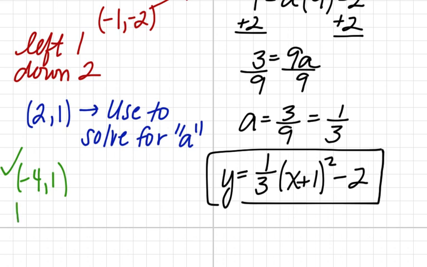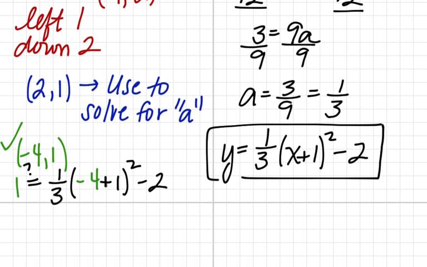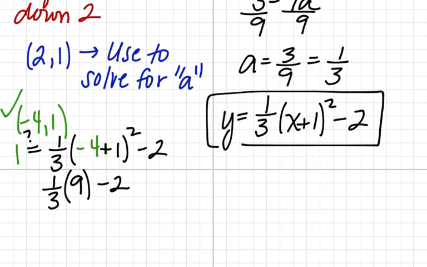Just substitute 1 in for the y value, then substitute -4 in for the x value, and then put a question mark over the equal sign. Go ahead and simplify this and see if it gives you a true statement. So we know that -4 plus 1 is -3, -3 squared is +9, 1/3 times 9 is 3, and certainly 3 minus 2 does indeed equal 1. And it checks out.